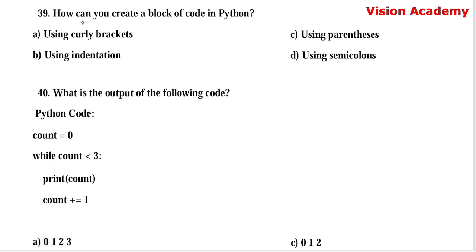Question number 39. How can you create a block of code in Python? Option A, using curly brackets. B, using indentation. C, using parenthesis. D, using semicolons. Here option B, using indentation, is the right answer.